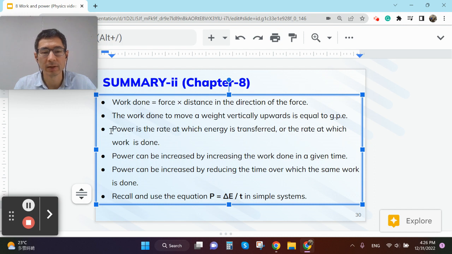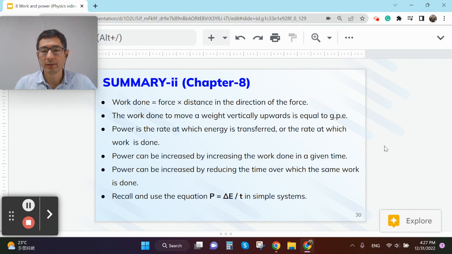And power: power is the rate at which energy is transferred. How fast you can do the work, how fast you can transfer the energy. Power can be increased by increasing the work done in a given time, or by shortening the time. You do the work in a short time. Power can be increased by reducing the time in which the same work is done. And we use this equation to calculate it, isn't it?